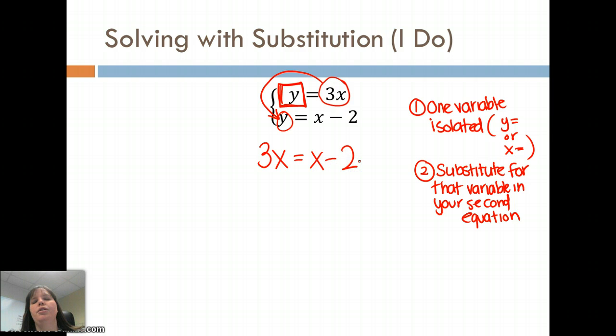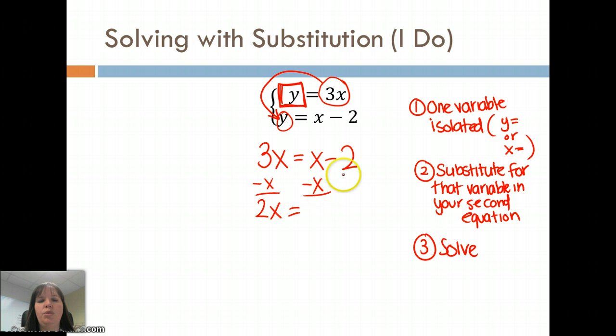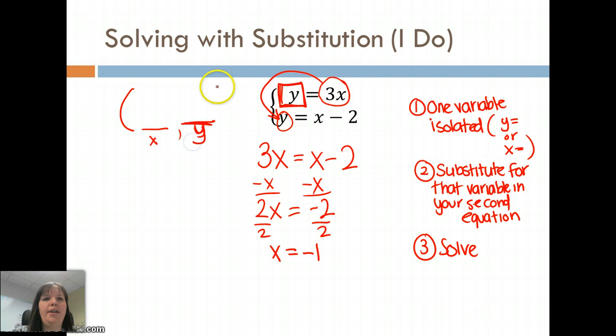What does this allow us to do? Well, now we can actually find a value for x. So can we solve for x? And then step 3 would be to solve for your variable. So subtract x from both sides. 2x equals negative 2. Divide by 2, divide by 2, and x is equal to negative 1. So we substituted in so that we could find the value of one of the variables. So for our answer, we know it's again an x and a y value, a point.